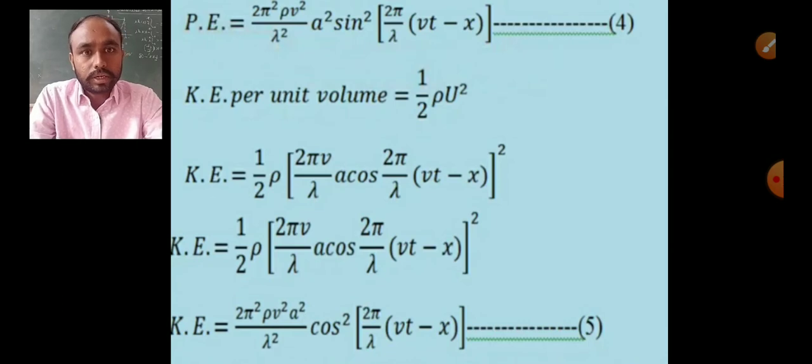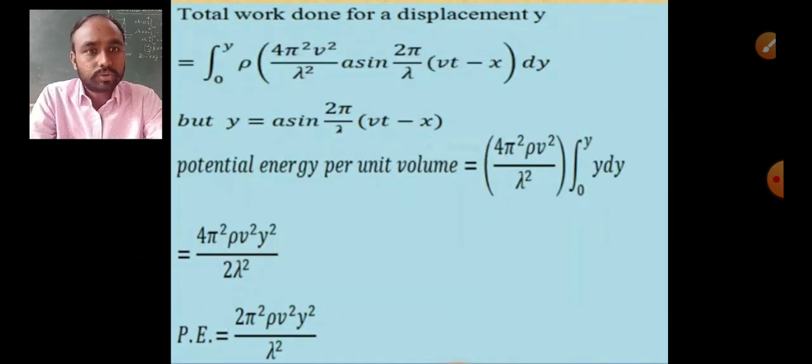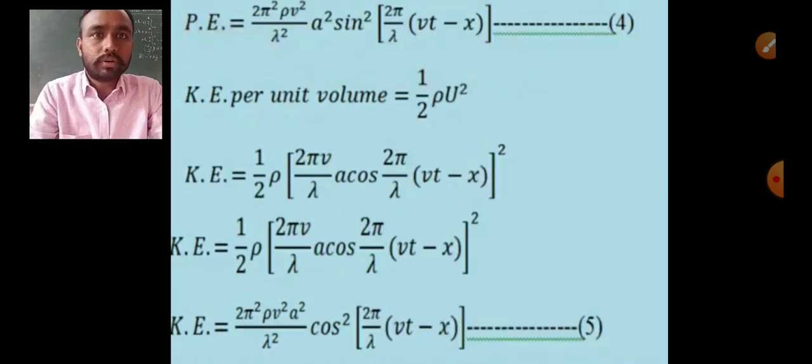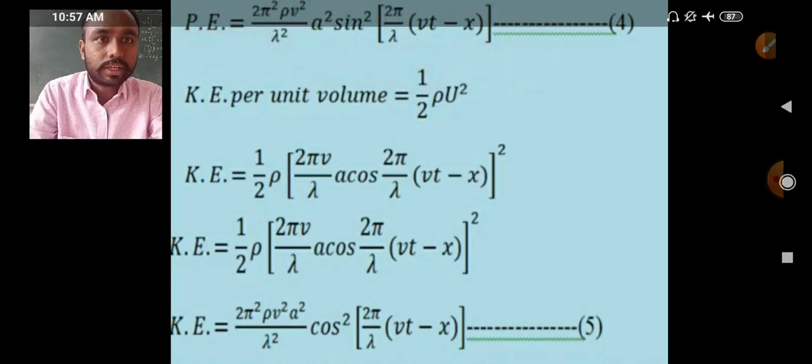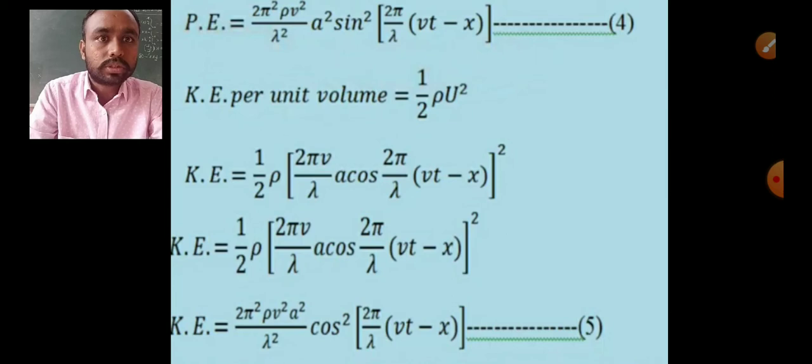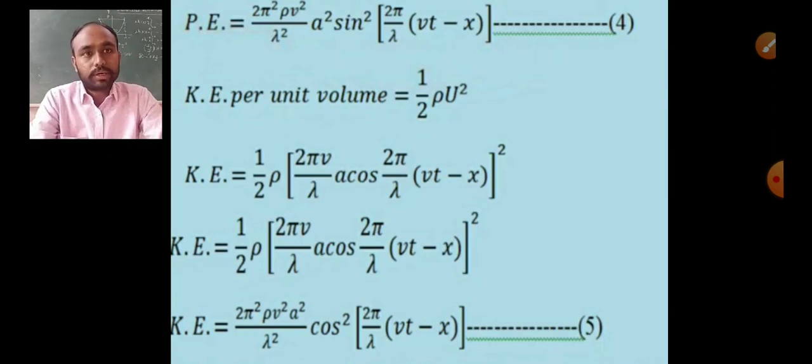But again we have to substitute this y value. Y is what? A sine 2 pi by lambda (Vt minus x). Yes, here we have substituted it only for solving that integration, but finally we have to substitute that value. After substituting that value, 2 pi square rho v square by lambda square, a square sine square 2 pi by lambda (Vt minus x), because it was y square, that is why it is a whole square. Sine square 2 pi by lambda (Vt minus x), because this is an angle, do not make it square, this is the angle. Okay, sine square we have made here, no need to do that. Now this is your potential energy, name it as equation number 4 and keep it aside.